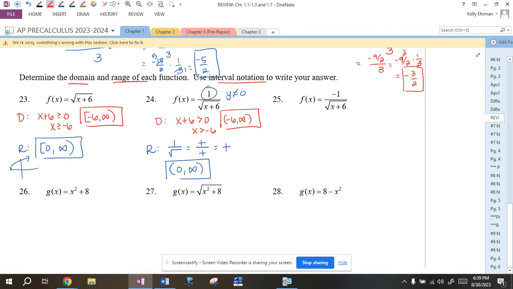All right, so what if it's negative 1 over the square root? The domain doesn't change. It's still true that x plus 6 has to stay greater than 0, x greater than negative 6, negative 6 to infinity.